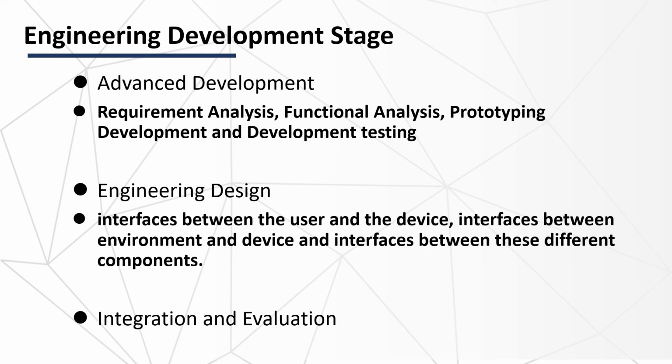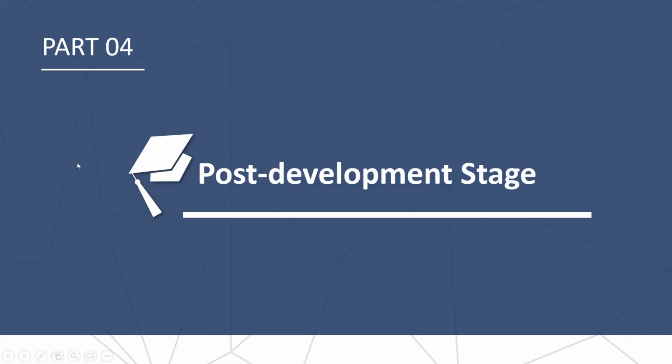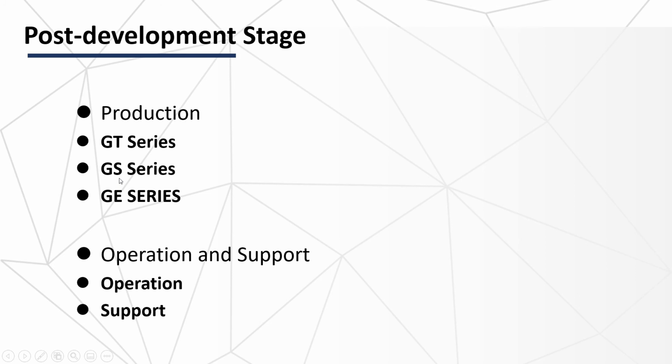Let's jump to the next part, which is the post-development stage. There are two substages in the post-development stage, which are production, and operation and support. For the production, during the production phase, the overall engineering design and specific details created during the engineering development phase will be performed centrally in the hardware and software hierarchy. Each set of devices is grouped together, thus making the system suitable for going back to users.